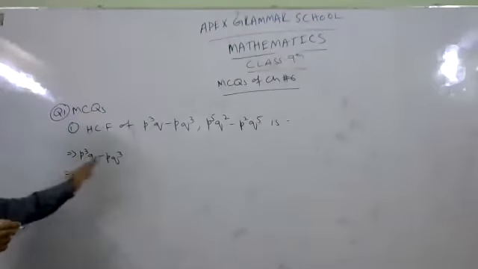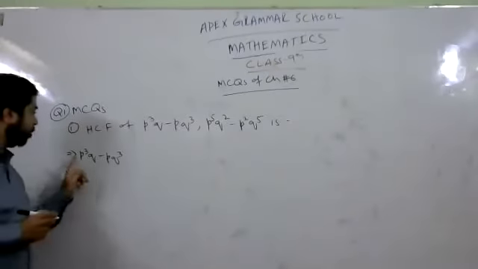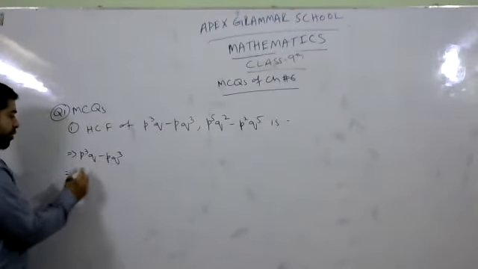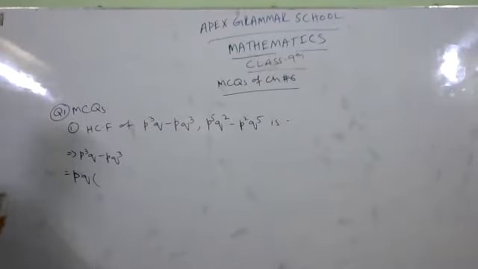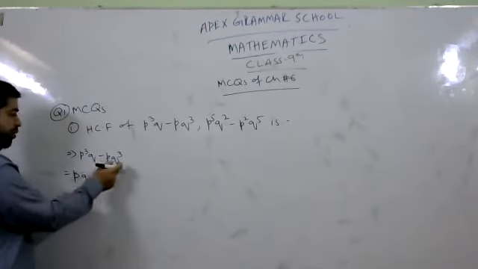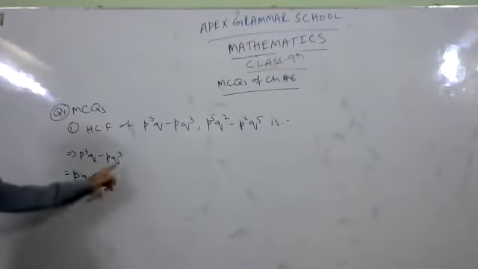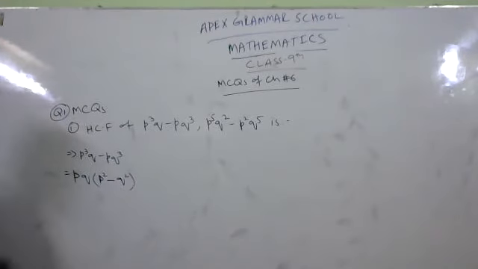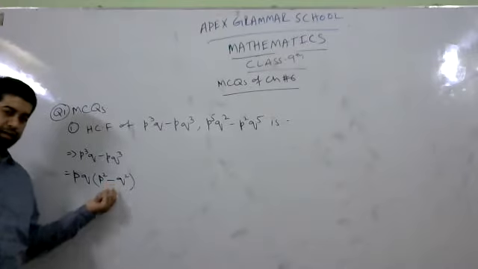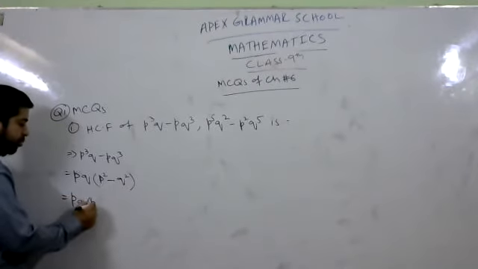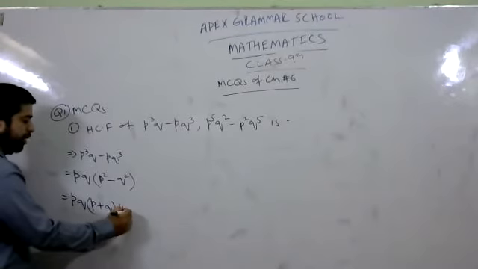One thing is what is common here. The smallest power is common. The smallest power of P is P¹ and of Q is Q¹. After taking PQ common, P² will be left here, and from the second term, Q² is left. So you are left with P² minus Q². After that, you can again factorize it using the formula: P plus Q and P minus Q.